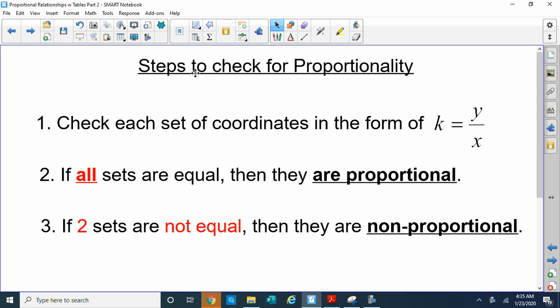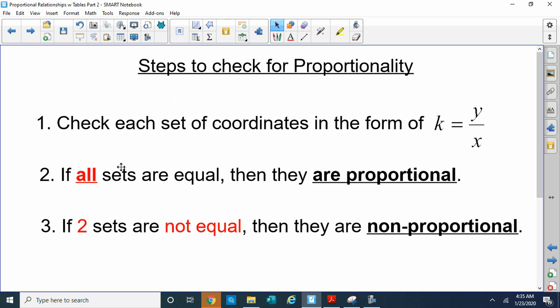So steps to check for proportionality. Step 1, check each set of coordinates and put them in the form of k equal y over x. Very important formula, where k stands for the constant of proportionality. We know, as in the other video, if you have a proportional relationship, you must have a constant of proportionality, which is called letter k, and that's the value of the y coordinate over the x coordinate.